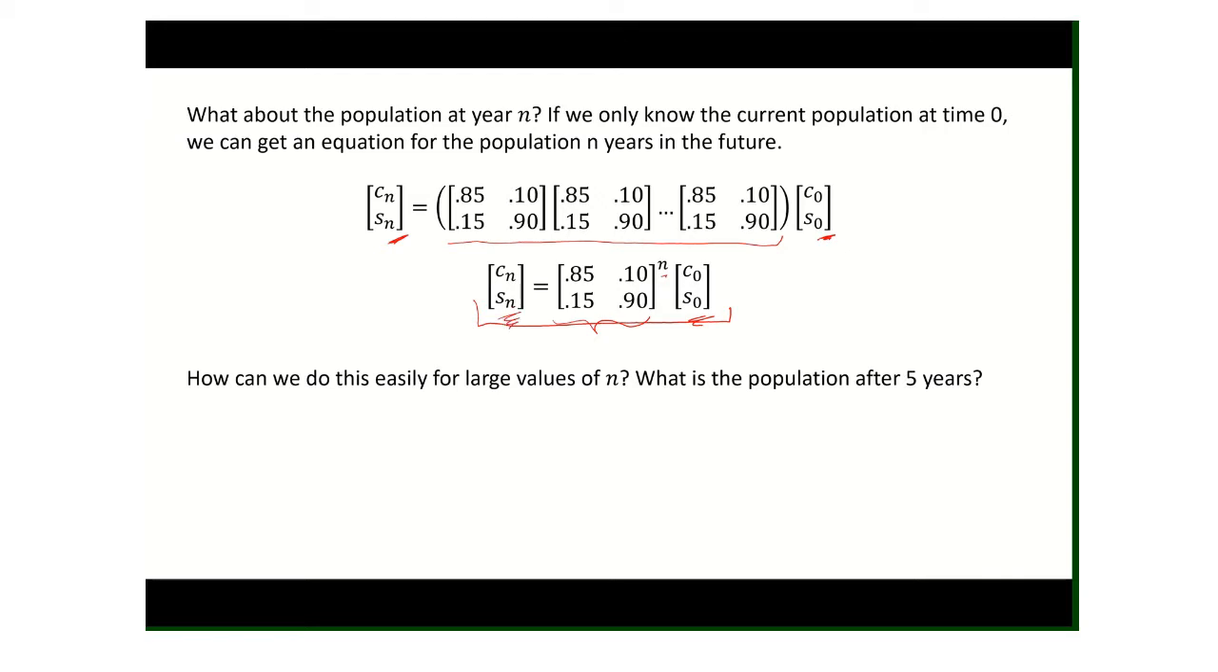But what happens with large numbers of n? Like for instance, what's the population after 5 years? Or if you're talking even larger numbers, what's the population 30 years into the future? This becomes very complicated. Multiplying matrices together, when you're running them on a computer, is expensive. It's actually a fairly difficult problem. So what we're going to look at here is a way of making a shortcut for this, a way of simplifying this using similar matrices.